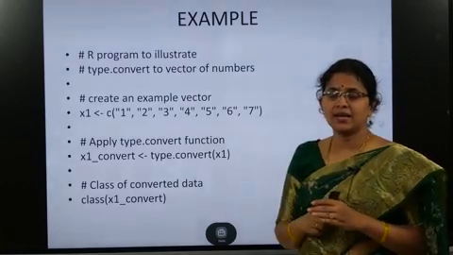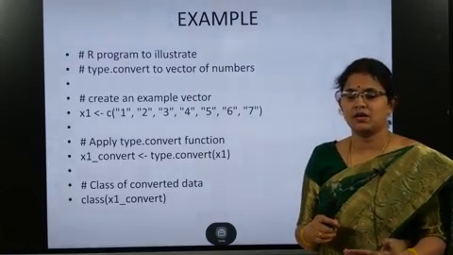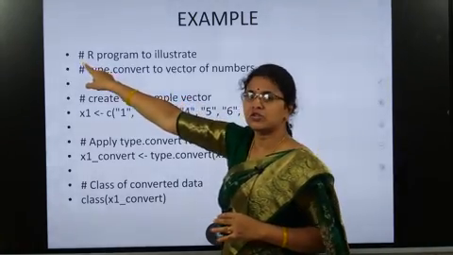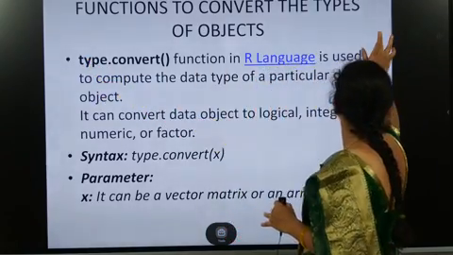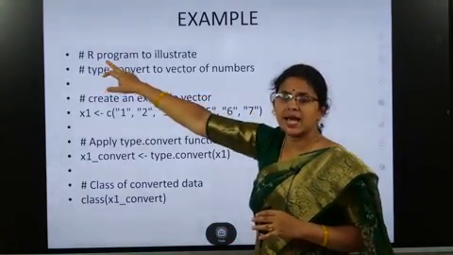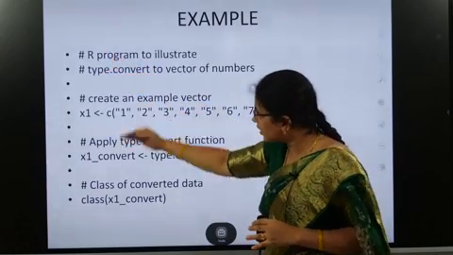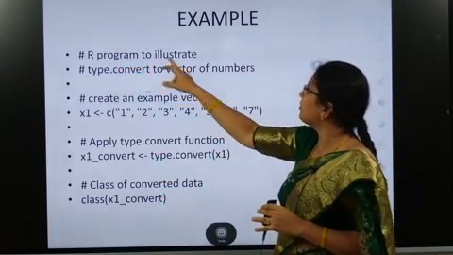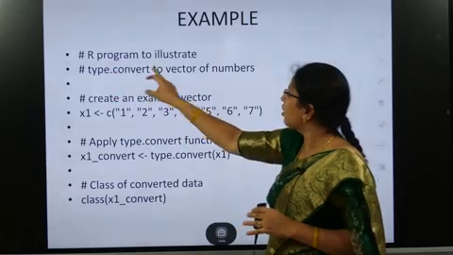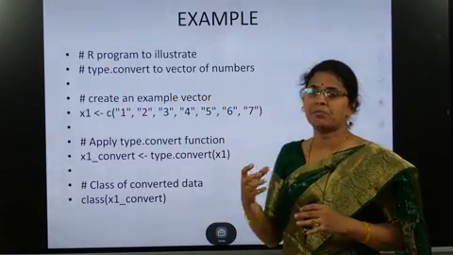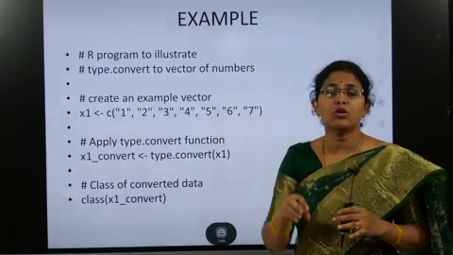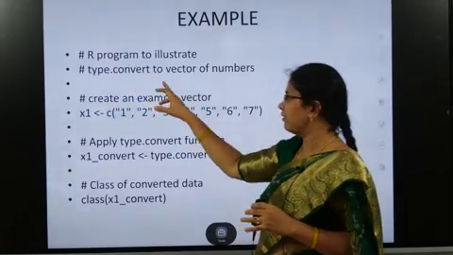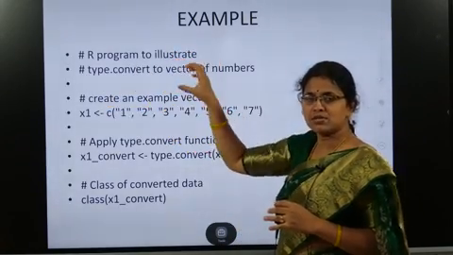Okay, so let's see here. A few minutes back we had discussed comments, right? See here, the hash symbol. By using this hash symbol we are representing what this code or program belongs to. So here I write R programming to illustrate, and hash type.convert to vector of numbers. Here I am taking one vector and I want to convert that vector to numbers, so I am taking the help of type.convert. All this I am representing by using comments.